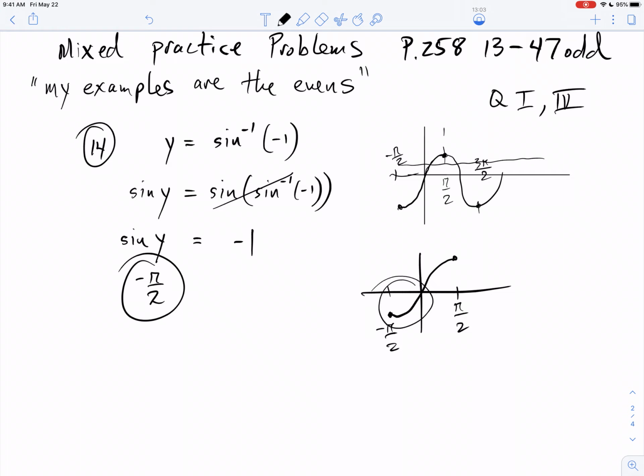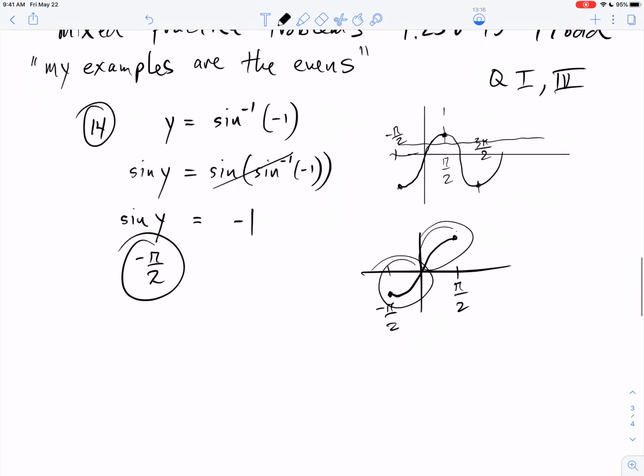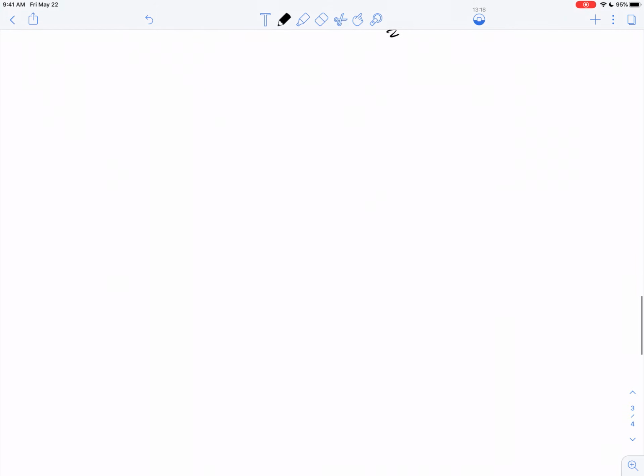And that would be the same as looking in a quadrant 4 situation. That'd be the same as looking for a quadrant 1 situation. In quadrant 1, sine's going to be positive. In quadrant 4, it's going to be negative. Now, let me get to this guy because I haven't mentioned this yet. But number 16, I'm doing evens, says this.